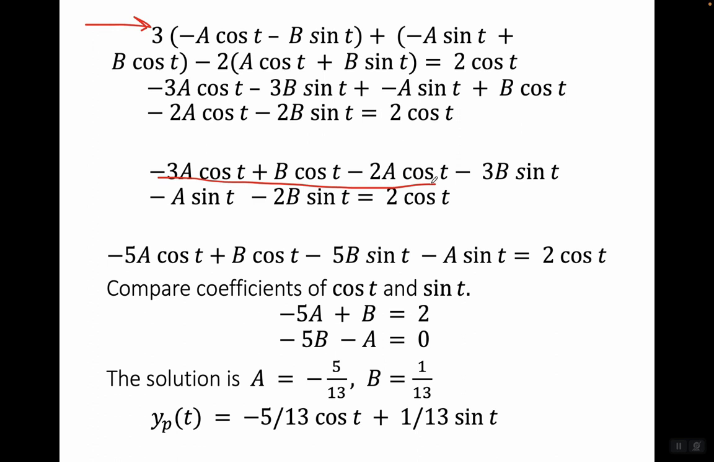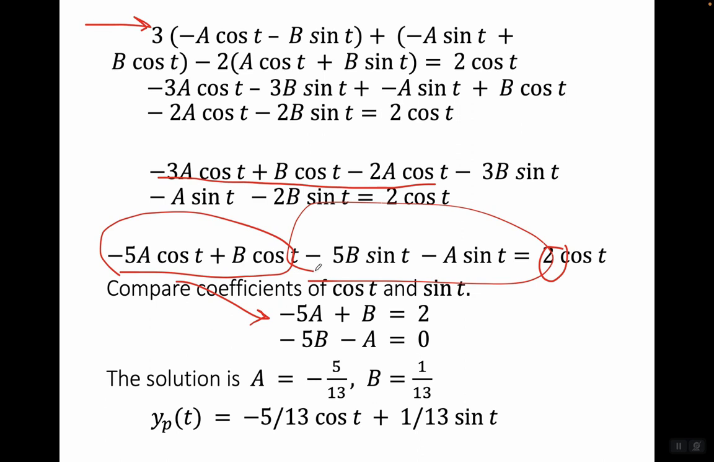Let's compare the coefficients of cosine t and sine t. So notice the coefficient of cosine t on the left side is negative 5a plus b, and the coefficient of cosine t on the right side is 2. So we have negative 5a plus b equals 2. On the left side, the coefficient of sine t is negative 5b sine t minus a sine t, so we get negative 5b minus a. And the coefficient of sine t on the right side is just 0, because there is no sine t on the right side. So we have negative 5b minus a equals 0.